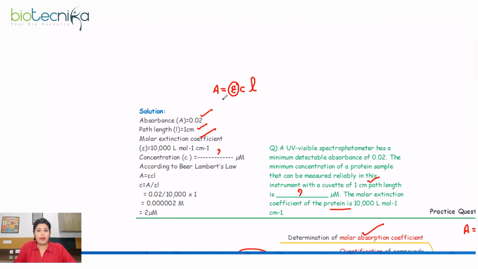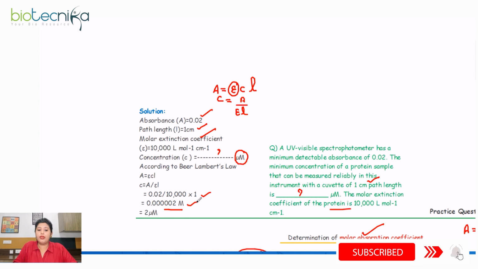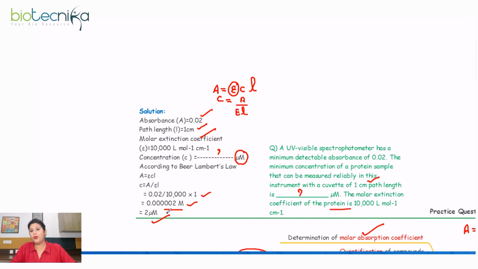Coming back to the question, we have to determine the concentration. So I will rearrange this formula: absorbance divided by molar extinction coefficient and path length. Substituting the values in this formula, when you solve it, you will get 0.000002 molar. Now, another point you have to keep in mind while solving the question is the units, right? Here you have to determine the concentration in micromolar. So don't forget to convert the molar into micromolar. When you do it, you will get the answer in micromolar.